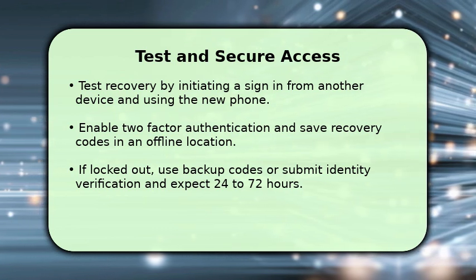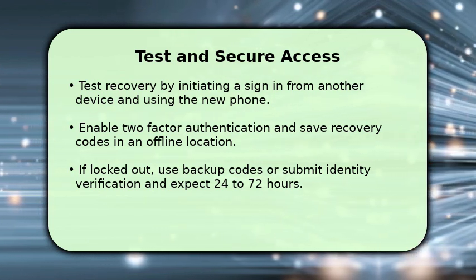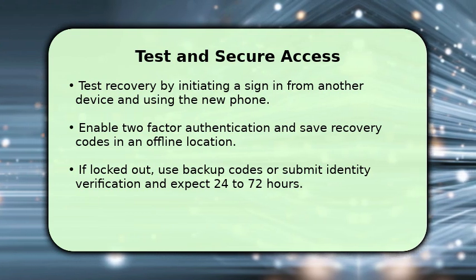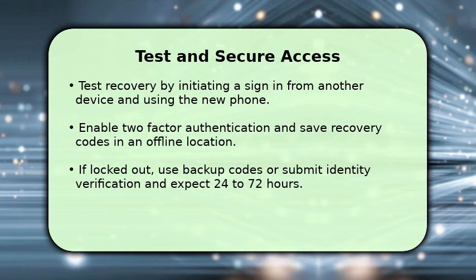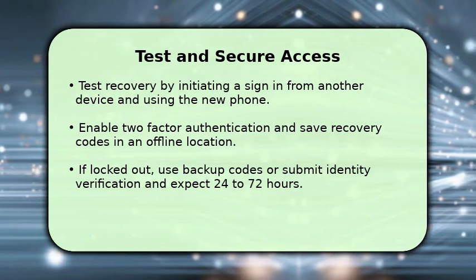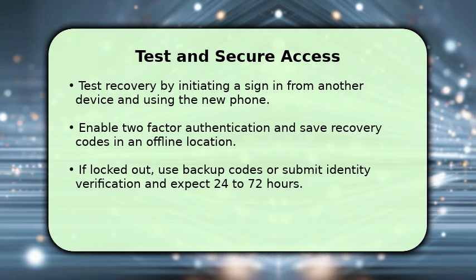Remove any old phone numbers and revoke sessions on devices you no longer use. If you become locked out, use backup codes or submit identity verification to support. Expect processing times of 24 to 72 hours for manual account.